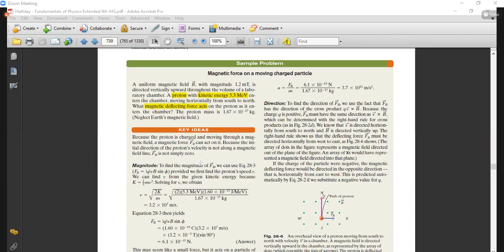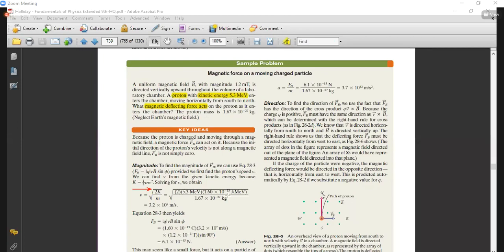The only quantity that is unknown to us is V here. So first we have to find out the V. So how we can find out the V? We will use the relation kinetic energy is equal to half mv square. ठीक है. So kinetic energy is given, which is 5.3 mega electron volt. So we will rearrange this equation according to the V. So V is here equal to root of 2K over M, where K is 5.3 mega electron volt.